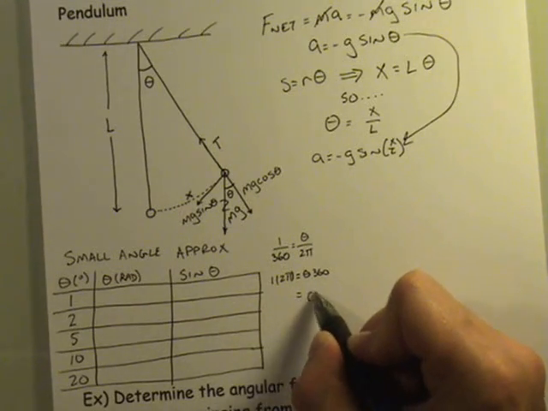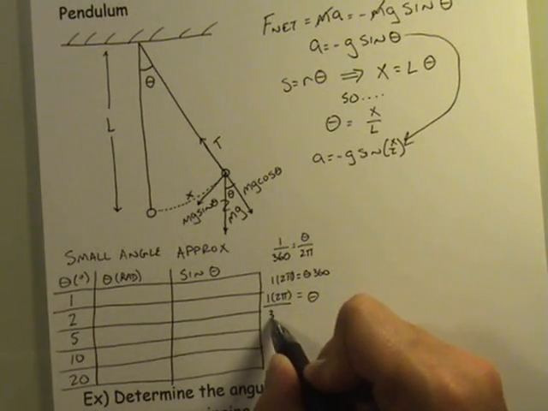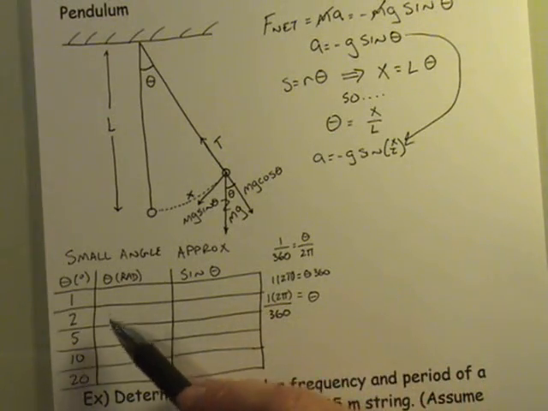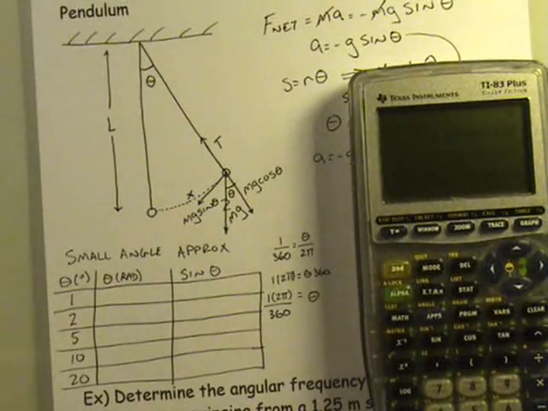And then lastly I would divide. So I get 1 times 2 pi divided by 360. So this is going to allow me to turn all of these numbers into radian numbers. So let's go through this very quickly.